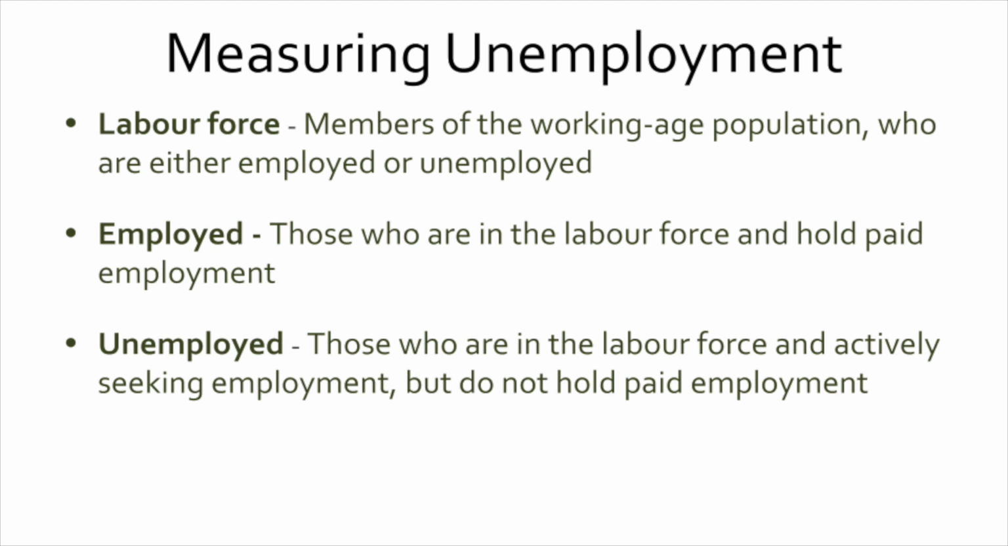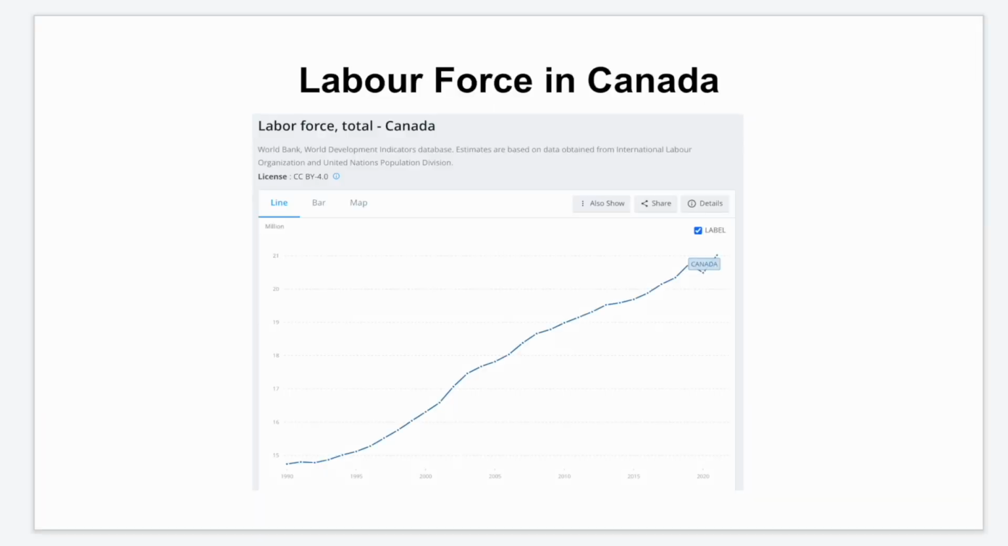Those employed are those who are in the labor force and hold paid employment. Unemployed people are those who are in the labor force and actively seeking employment but do not hold paid employment. And again, it's dealing with paid employment as opposed to volunteers. So you can see again the labor force in Canada, how it's grown in the last number of years from about 19 million up to around 21, and that pretty well follows the working age population.